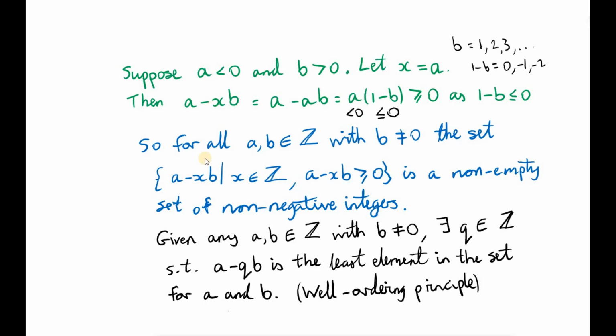Now we've covered all the cases, so for all integers a and b, with b not 0, the set of a minus xb, with x an integer and a minus xb non-negative, is a non-empty set of non-negative integers. So we can apply the well-ordering principle. For a given a and b, with b not 0, we can find an integer q such that a minus qb is the least element in this set for the given a and b.